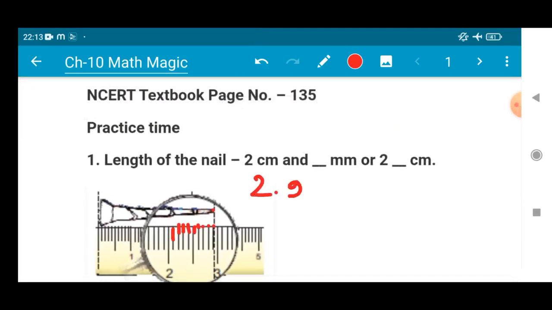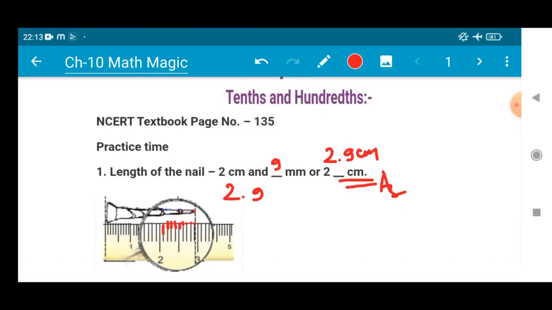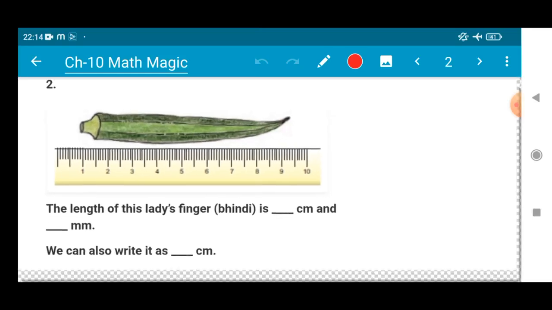So that means it is 2 centimeter 9 millimeter, or we can also write it as 2.9 centimeter. So this will be our answer. Okay, so I hope you guys understood. I have already told you in the last class also that the smallest unit here is the millimeter. 10 small units will combine and form a big unit, that is centimeter. Alright, so let us now proceed to the next question.